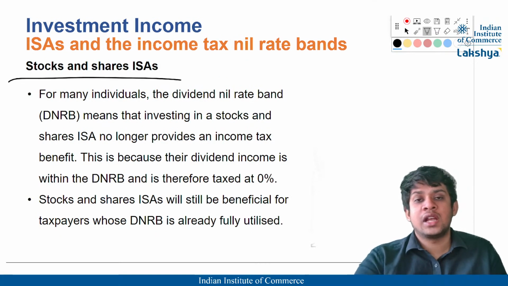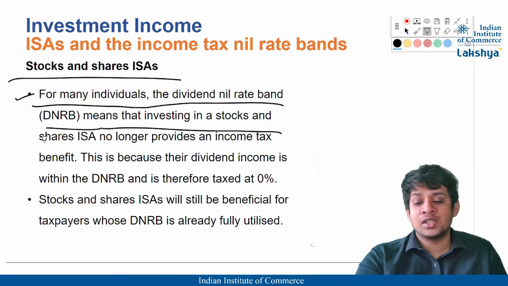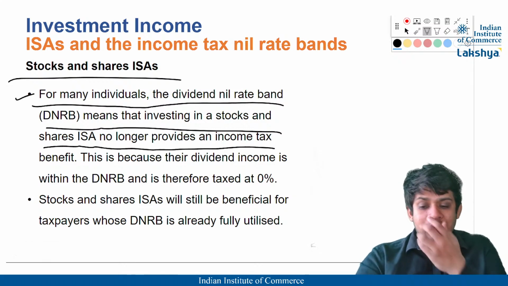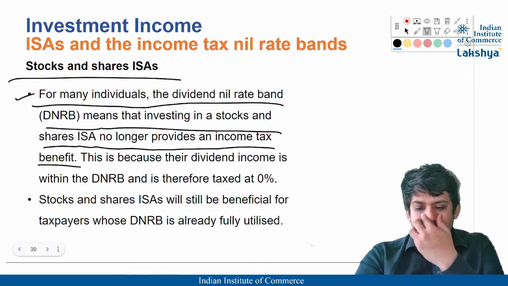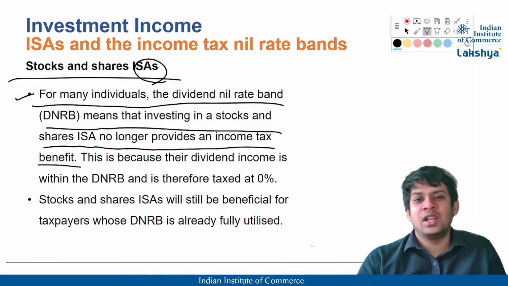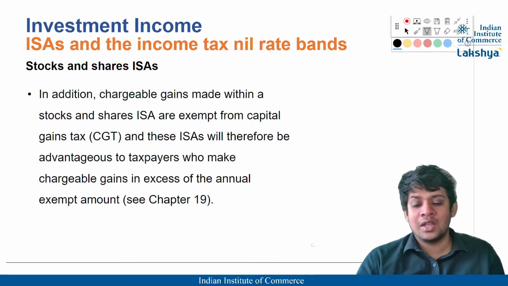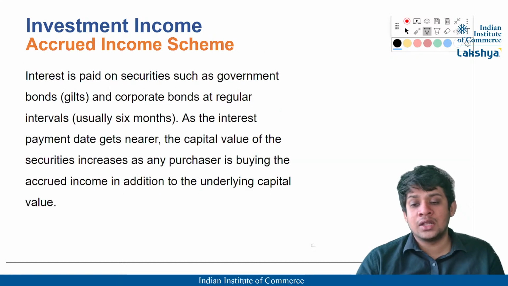Yes. Stocks and shares ISAs. Guys, for many individuals, the dividend nil rate band means that investing in stocks and shares ISAs no longer provides an income tax benefit. That means probably if you're investing in the stocks and shares ISAs, your dividend nil rate band and everything will probably be lost. Okay, that is what they are saying. But it is, to be honest, irrelevant. We don't need to get into the details of it.